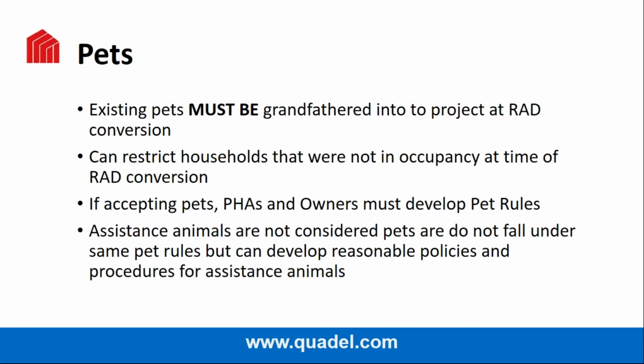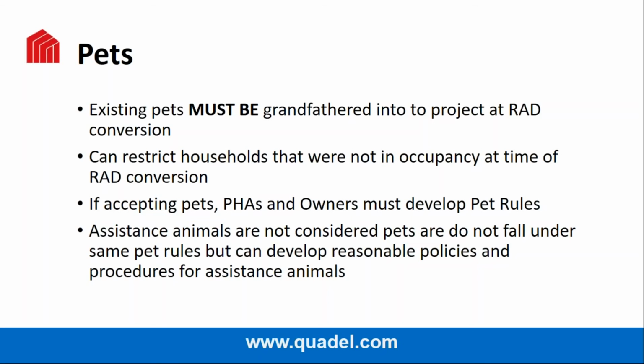A best practice here is to develop a list of households that were in existence at the time of RAD conversion who may be subject to certain requirements or grandfathering clauses, and keep this list as a permanent secure record of which households were in place at conversion. We all know that staff changes, things happen. A list of this nature will go a long way in evidencing who was in place at time of conversion, who's falling under grandfathered clauses, things of that nature.